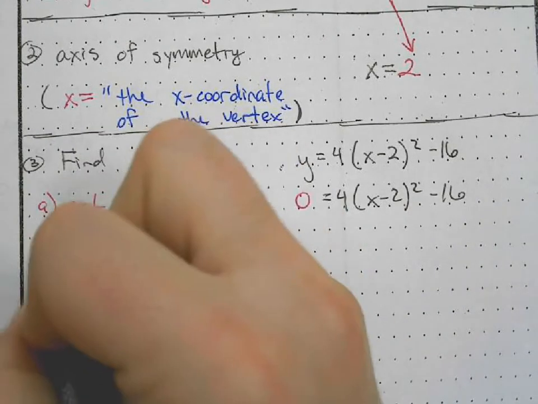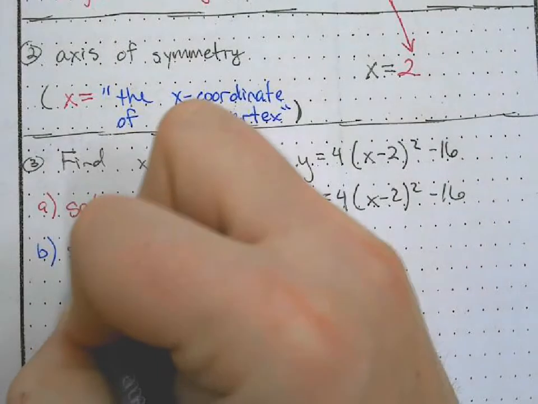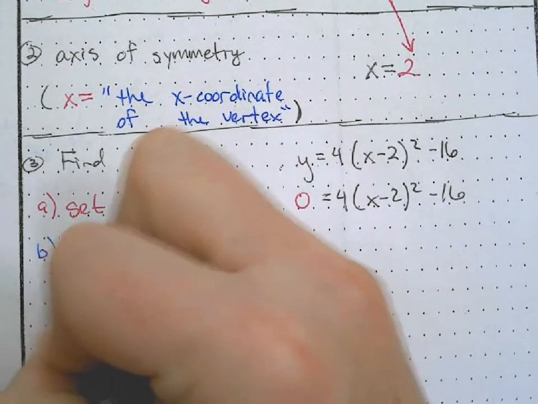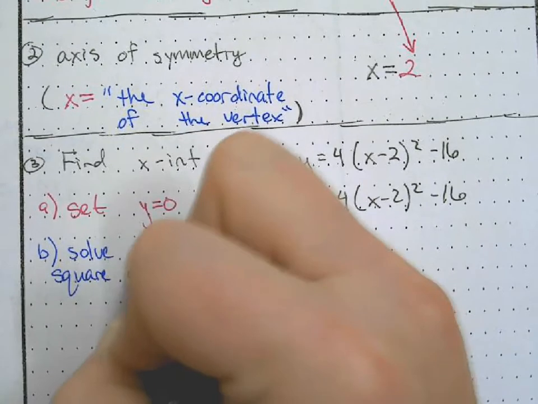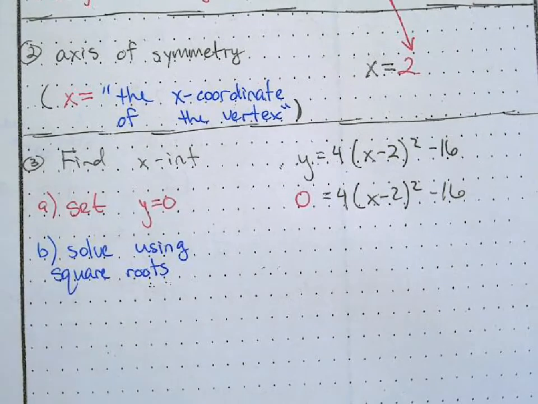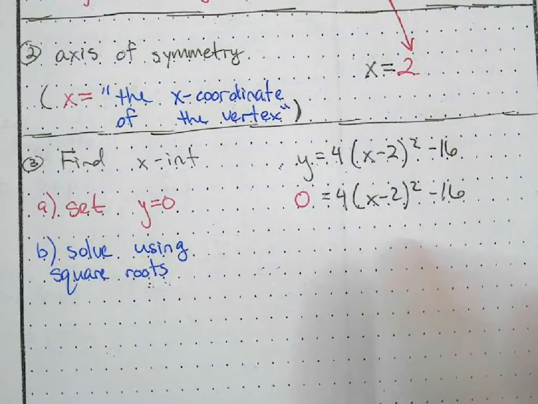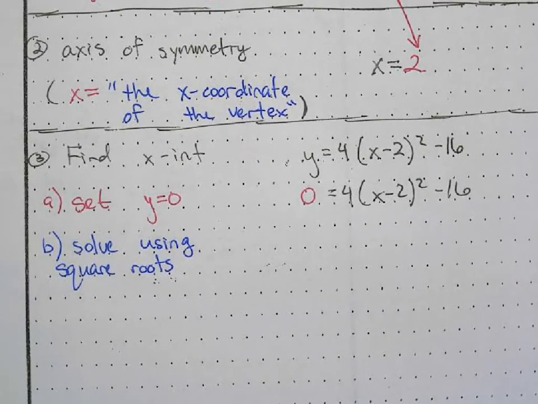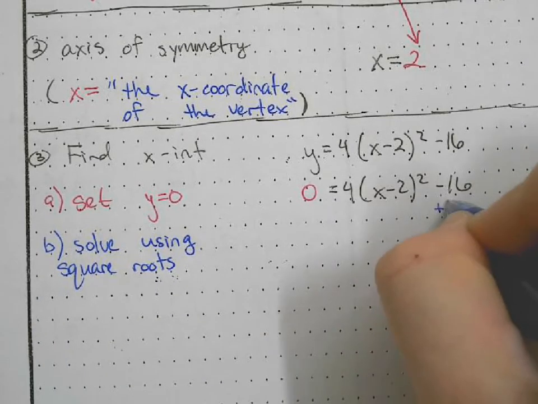And then part B would be to solve using square roots. So now we'll go through that process. Remember, we isolate the square, then we take the square root of both sides, and then we finish up. So first I'll isolate the square.